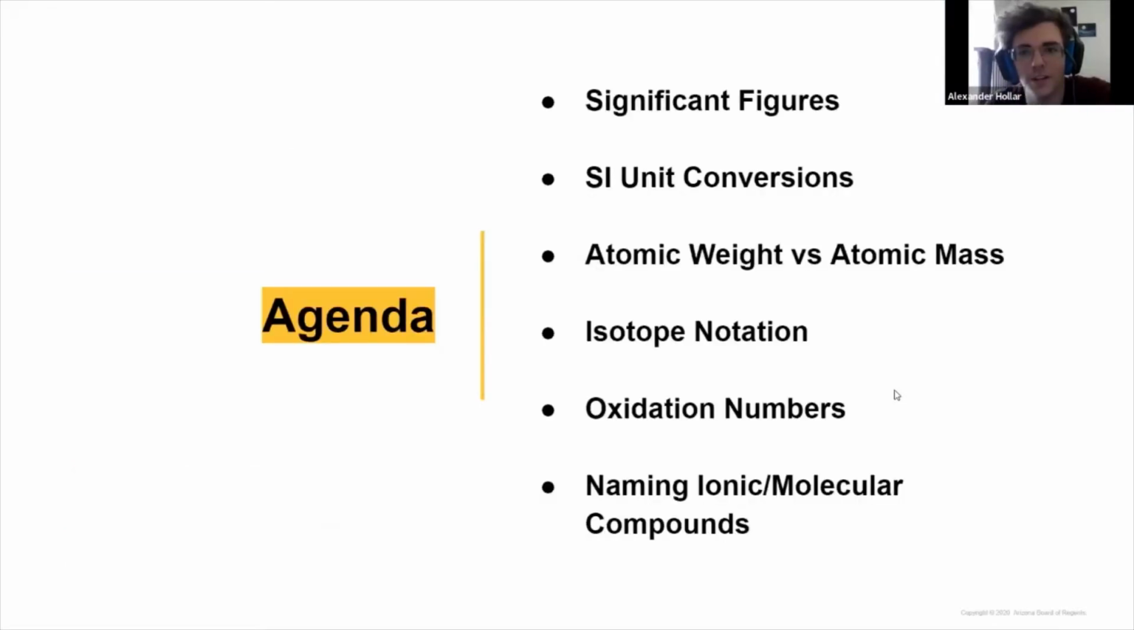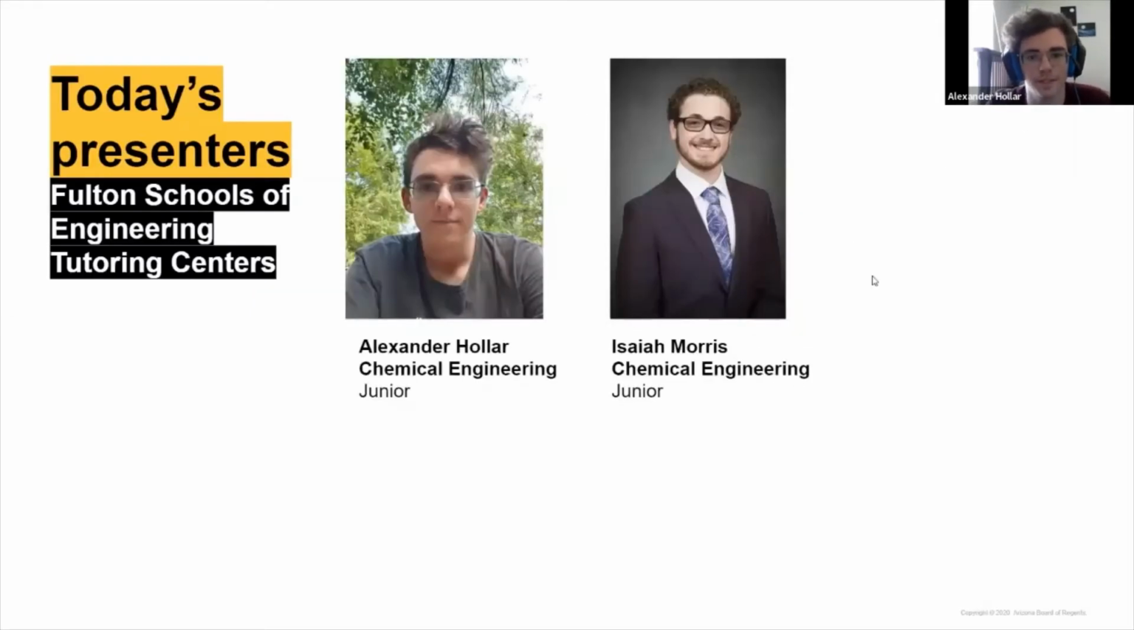All right, so for our agenda today, we're going to cover significant figures and SI unit conversions. We're going to differentiate between atomic weight and atomic mass. We're going to go over isotope notation, oxidation numbers, and naming ionic and molecular compounds. So it's a whole lot we're going to be covering, but it shouldn't be too bad. If you guys have any questions, feel free to put them in the chat or speak aloud.